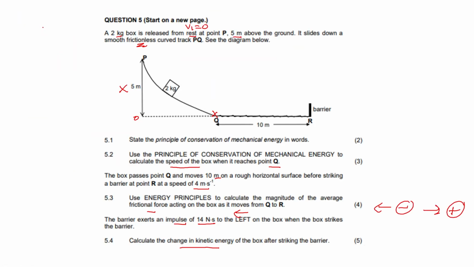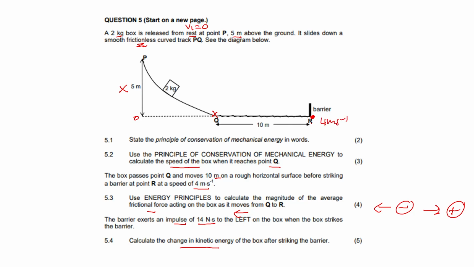So in 5.4, right, they want the change in kinetic energy. So what do we need to get kinetic energy? We need velocity, we need mass, but we know we have mass already. So what do we need? We would need then the final velocity after it strikes the barrier, because remember, they have given us the speed at this point. They've given us the velocity at point R, which is 4 meters per second.